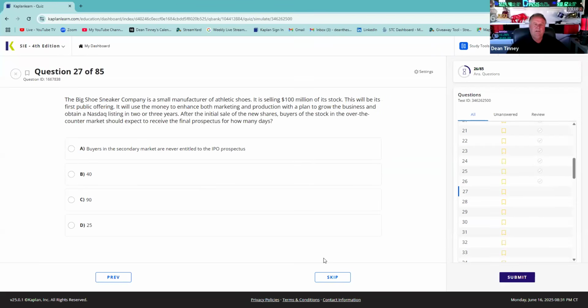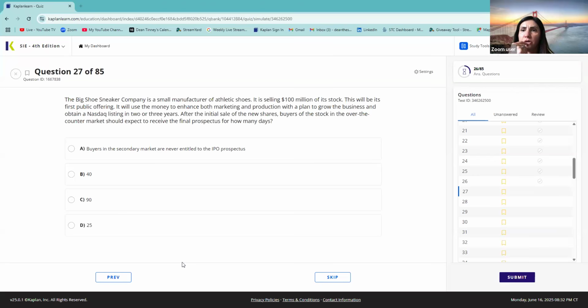Indeed. The Big Shoe Sneaker Company is a small manufacturer of athletic shoes. It's selling $100 million worth of its stock, and this will be its first public offering. It's going to use the money to enhance both marketing and production with a plan to grow the business and obtain a NASDAQ listing in 2 or 3 years. Okay, so it's not on NASDAQ yet. After the initial sale of new shares, buyers of the stock in the over-the-counter market should expect to receive a final prospectus for how many days?